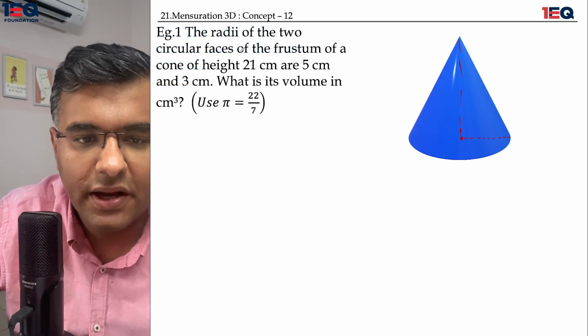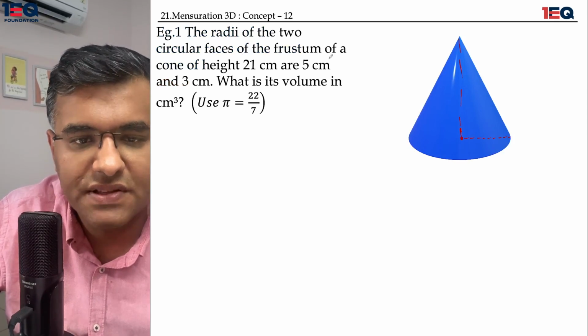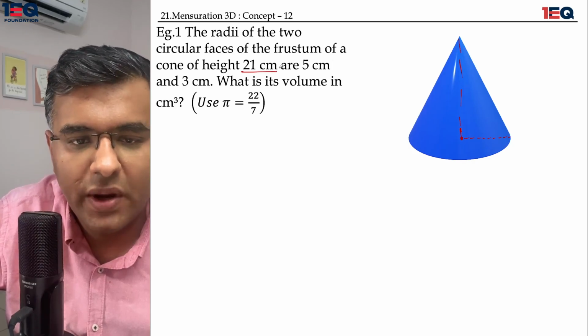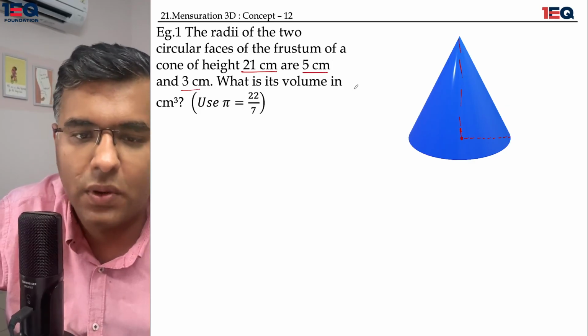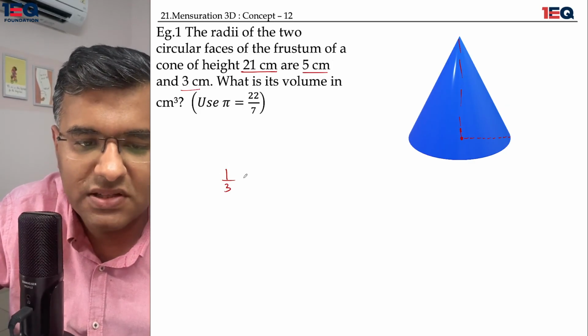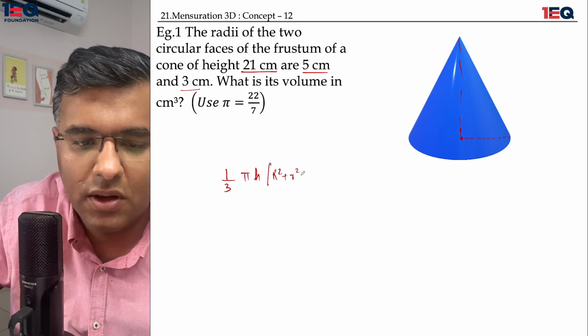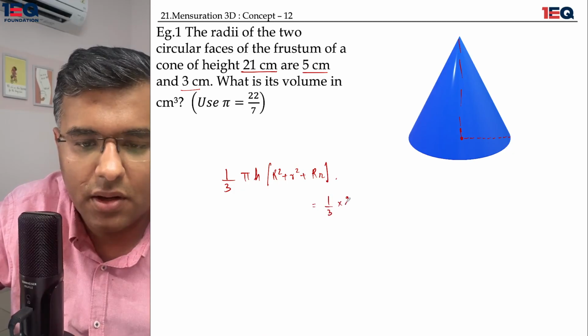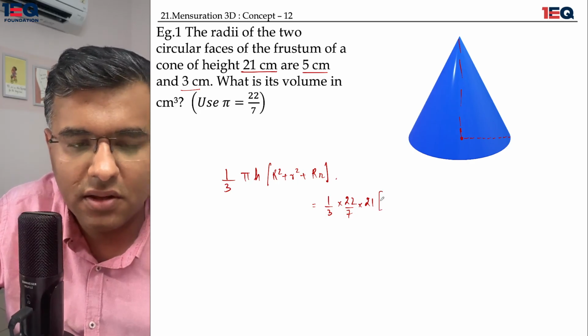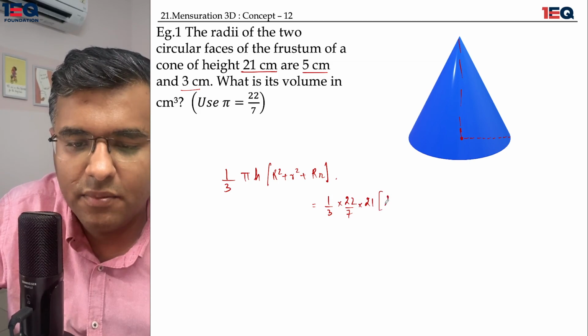The radii of the two circular faces of the frustum of a cone of height 21 centimeters are this and this. What is its volume? I'll employ the same easy formula, 1 by 3 pi h multiplied by capital R square plus small r square plus capital R small r. So this would turn out to be 1 by 3 multiplied by 22 by 7 into 21, 5 and 3, right? They are the radii, 5 and 3.